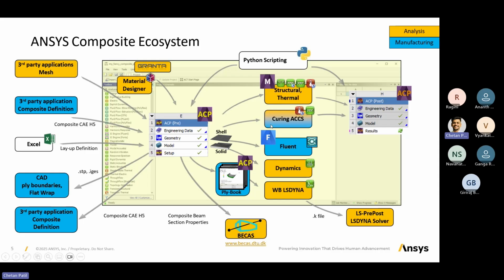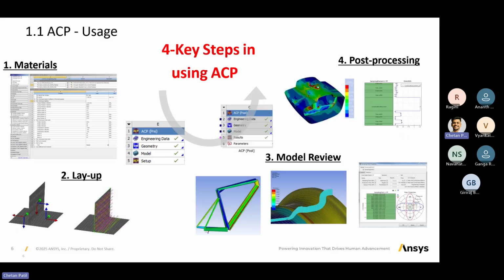It might be a structural, thermal, 3D printing, or curing process. Then you can make use of the same composite model for the fluid simulations as well. So all these different kinds of simulations can be performed, and even Python scripting is allowed to launch the ACP module from Python itself and do the modeling of the composite through Python scripting. So all these things are possible using the Ansys ACP composite pre-post itself.